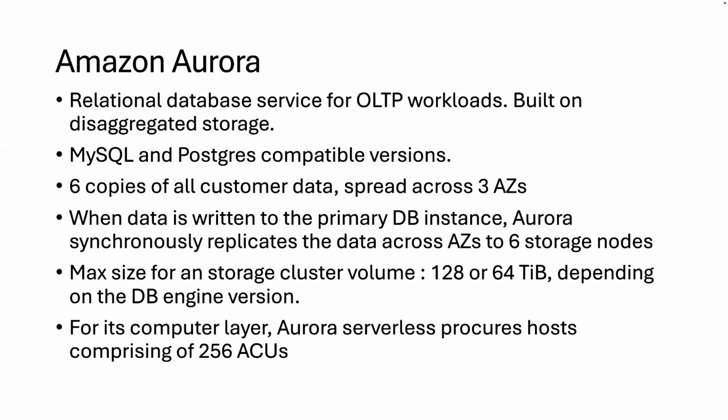Whenever data is written to the primary DB instance, it gets synchronously replicated to all 6 storage nodes. On the storage side, they use something called a storage cluster volume, which is generally 128 or 64 TBs, depending upon the DB engine version we are using. For the compute layer, Aurora Serverless procures a host comprising 256 ECUs. I will come to what ECU means, which is basically an Aurora computational unit.